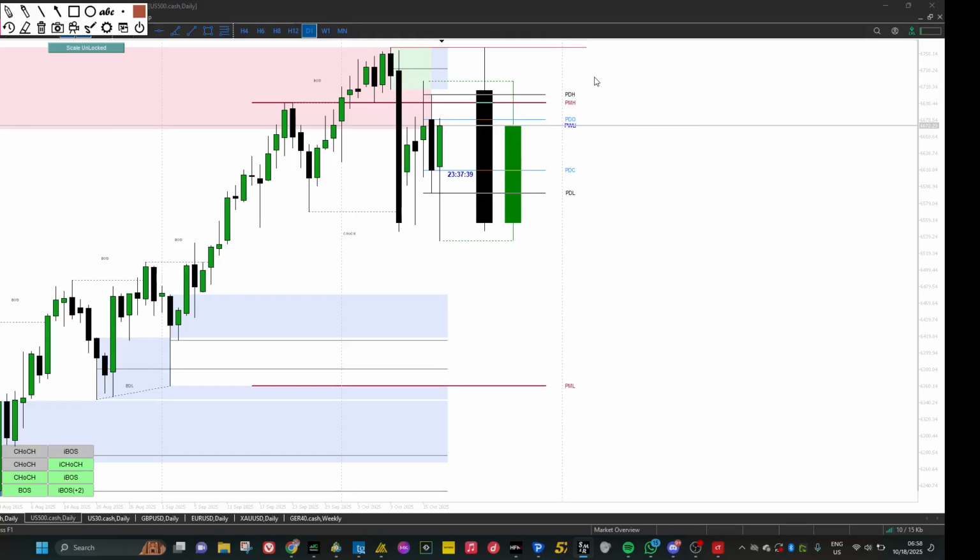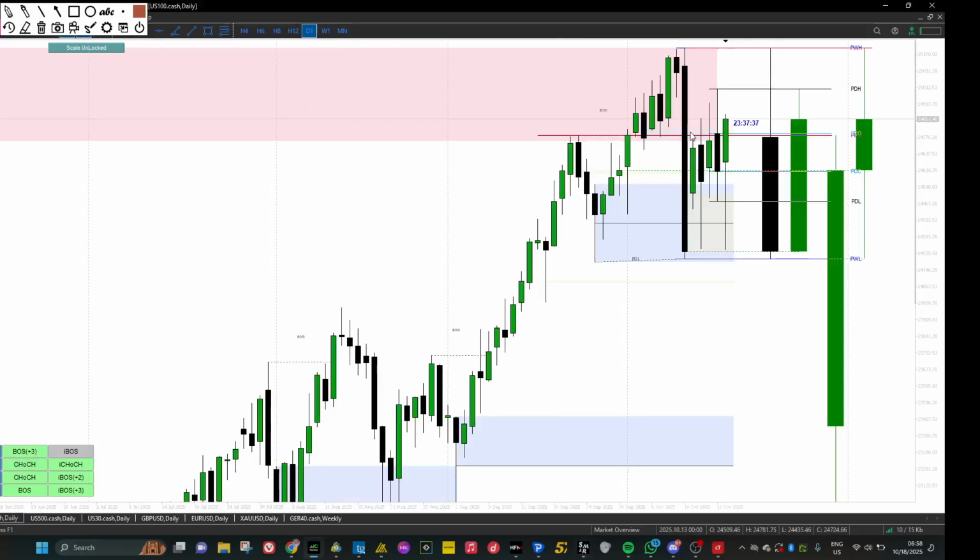So if you look at the current monthly candle, we did quite a bit of manipulation, so we could continue higher. Let me pull up my seasonality charts, let me see. Seasonality for Nasdaq.